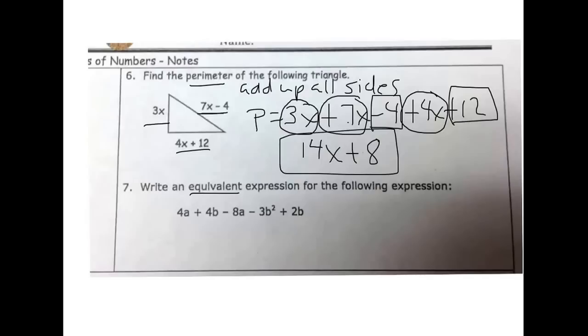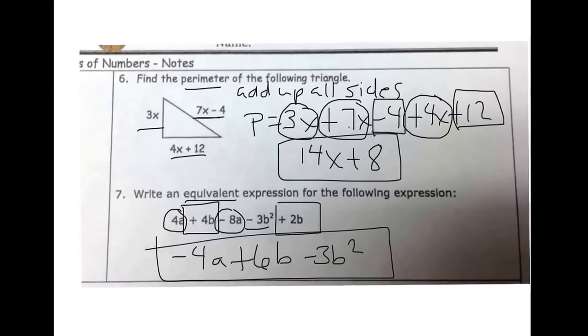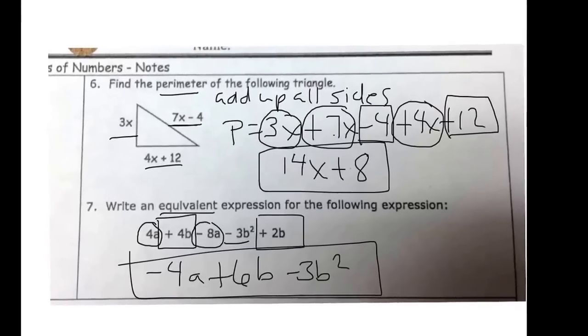Equivalent means equal. Here's my a's, 4a and negative 8a. So 4 minus 8 is negative 4a. Then I'll go to my b's. Positive 4b, positive 2b is 6b, and then negative 3b squared is by itself. So we're going to skip the next section and go on.